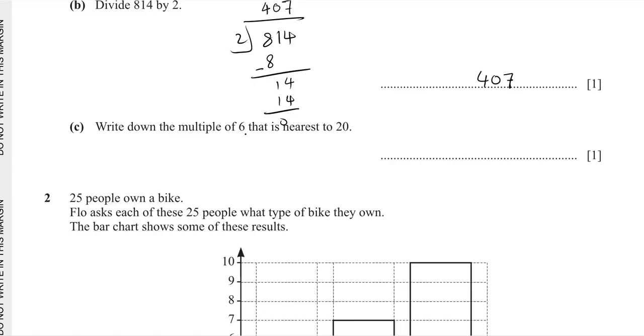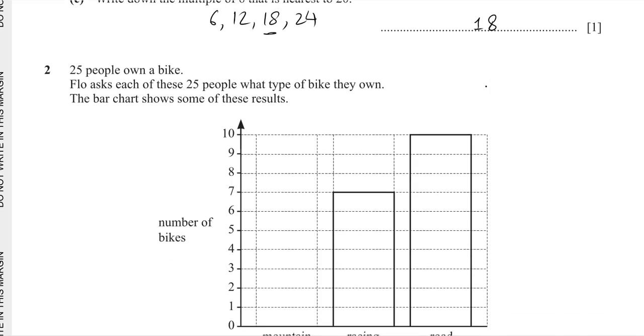Question C, write down the multiple of 6 that is nearest to 20. So for this one we have to write down all the multiples of 6 until we reach 20. So we got 6, 12, 18, 24. So what is the nearest to 20? We got 18, that's the closest to 20. So our answer is 18.